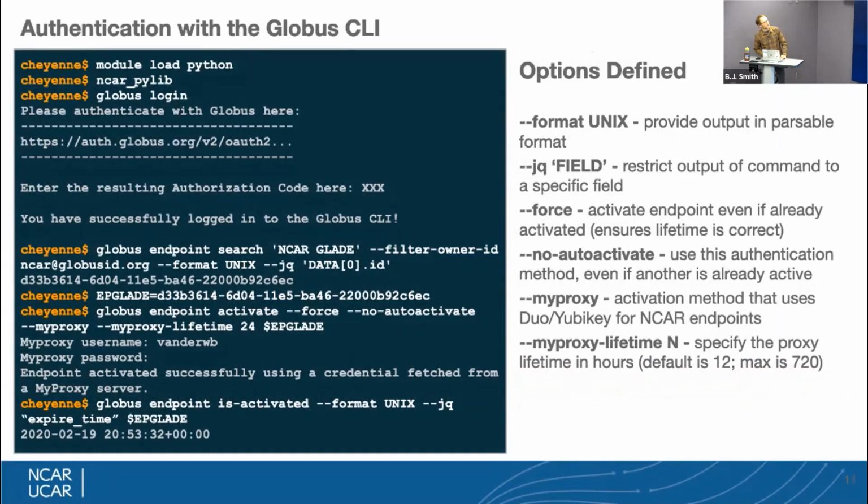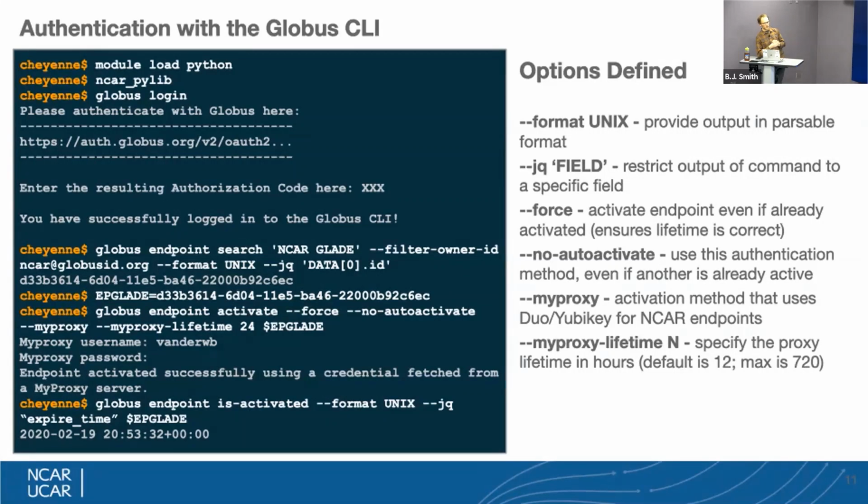Oh, good, that's showing up pretty good. So a lot of text here, but I want to give basically some examples of authenticating and then setting up a transfer with the Globus CLI. So here I basically have, and this is a logged in Cheyenne session that I've screen captured. In this case, I would load the Python module, I'd activate our Python library, and then start using the Globus CLI commands.